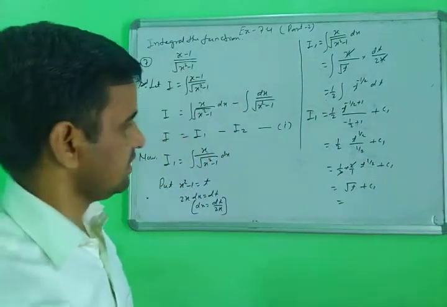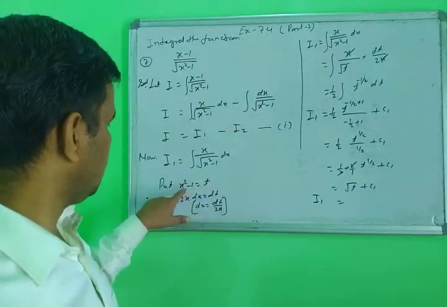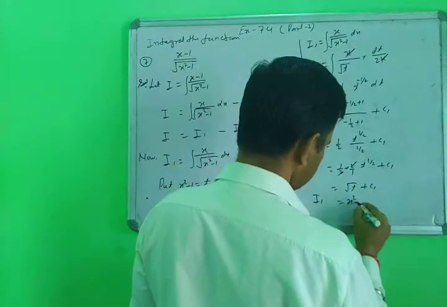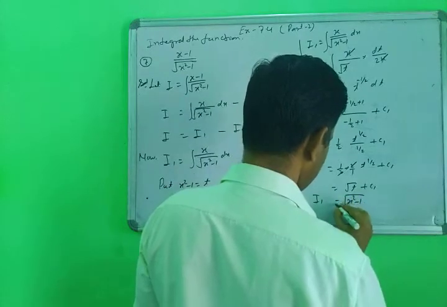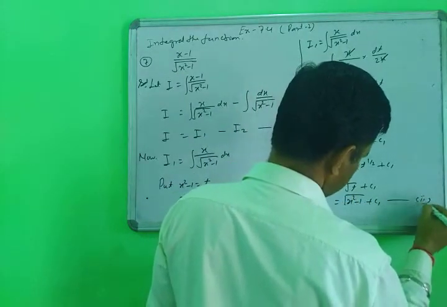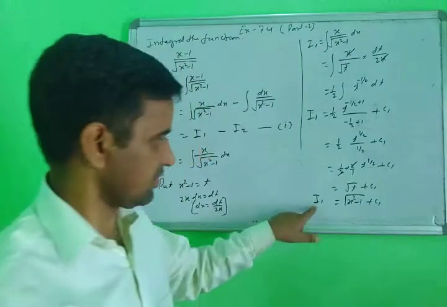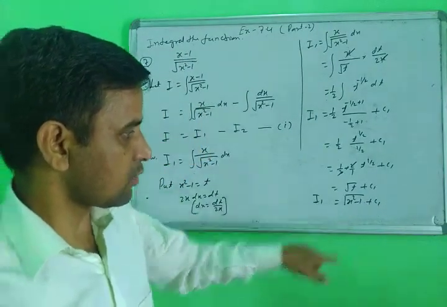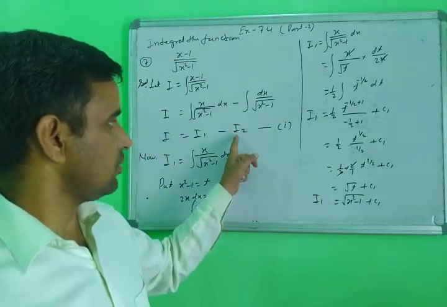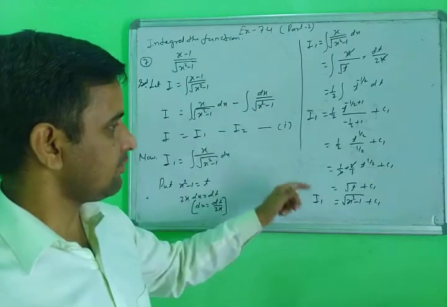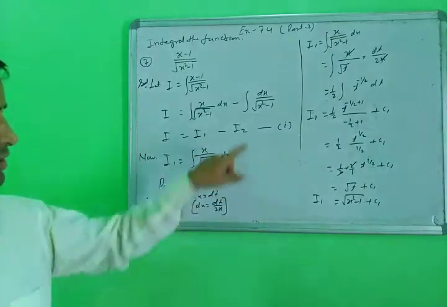And what is the value of t? The value of t is x square minus 1. So I1 equals the square root of (x square minus 1) plus c1. This is your equation second, the value of I1. After that we will solve the value of I2, then substitute both values in equation first. Yes, note it down. Then we will solve this second part.